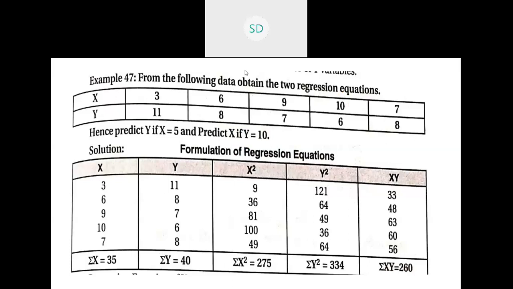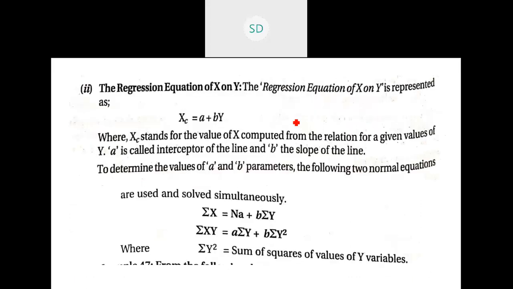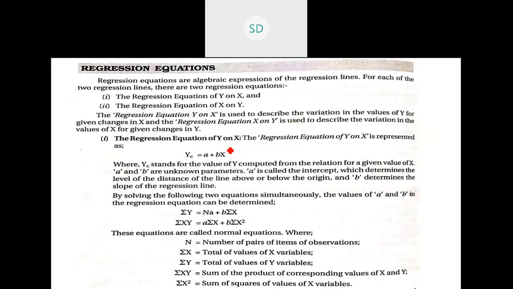So yesterday we were learning about this problem, that is regression equations, and we only solved the first part of the problem where the regression equation we were learning was y on x. So you have this expression, and when you derive from that expression you get two other equations.